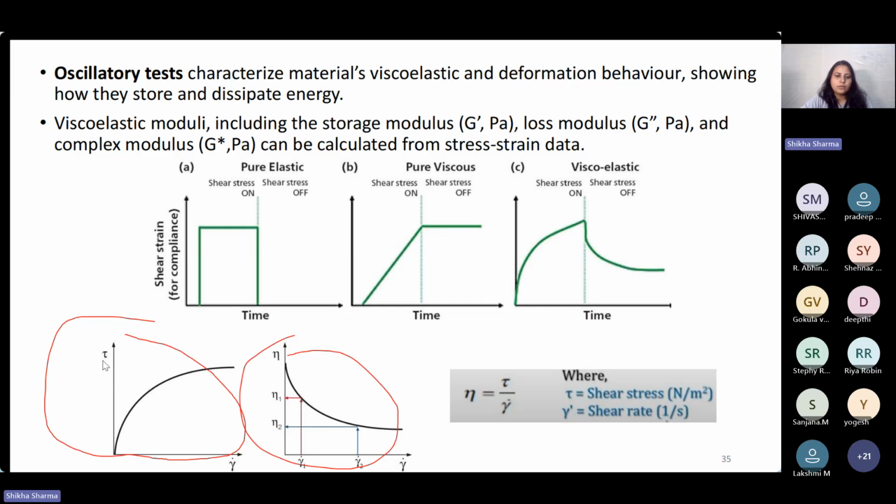So here shear stress versus shear strain will be there. Which kind of behavior that particular fluid is showing, or which viscoelastic property that material is showing, and we can plot it in terms of viscosity versus shear rate also. So this is a flow curve, which is under the rotational tests.